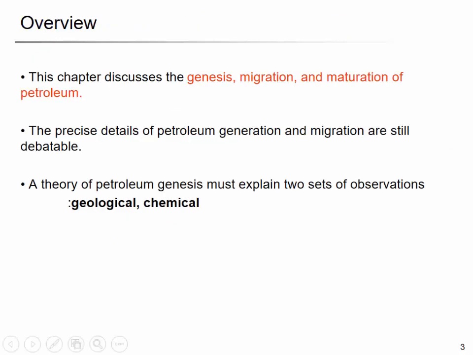So this chapter discusses the genesis, migration, and maturation of petroleum. The precise details of petroleum generation and migration are still debatable, so there's no particular answer. Still, the geologist is particularly interested in these topics. Their question is how this becomes petroleum, what material has been transformed into petroleum, and what the conditions were for it. The theory of petroleum genesis must explain two sets of observations.